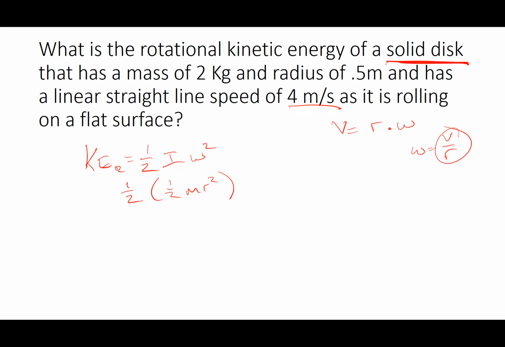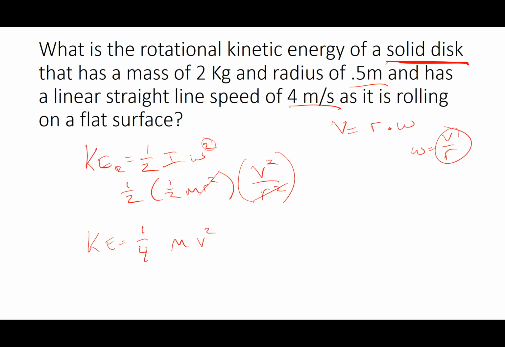So my straight line velocity is 4 meters per second, and my radius is 0.5 meters. I'm just going to distribute this here, so I get v squared over r squared. And that's for my omega. Now, I have things that can start to cancel out. So look at the radius. Radius squared, gone. I'm just going to multiply these halves together, so it looks like 1/4 mv squared is what KE is equal to in the end.